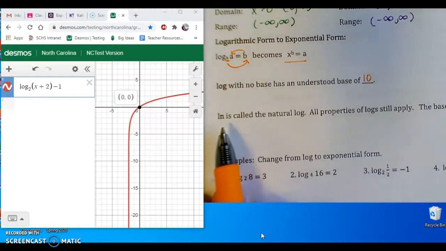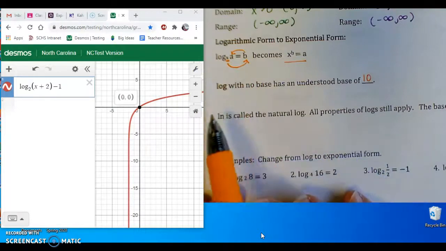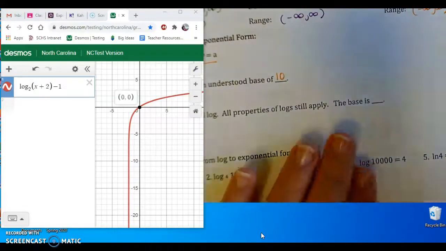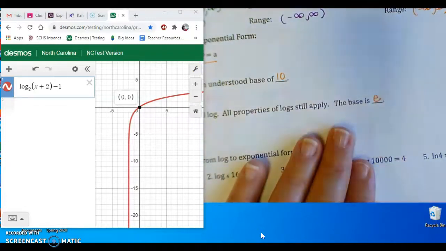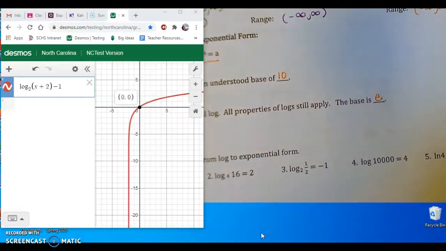Ln is another kind of log that you might see. It's called the natural log. Whatever happens with logs also happens with natural logs. The base, if you have a natural log, is called e. You know e, our exponential function that we talked about when we used PERT. Sometimes we might have to use an e, and e would be the base that's understood there. So we'll talk about that.